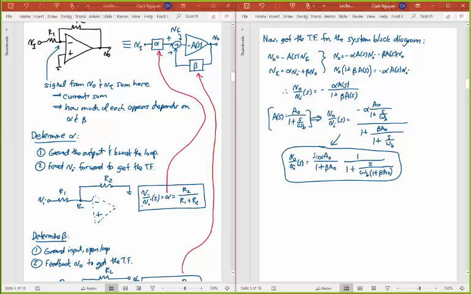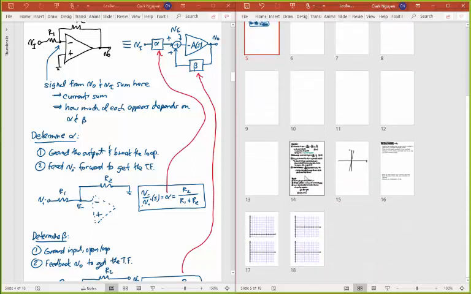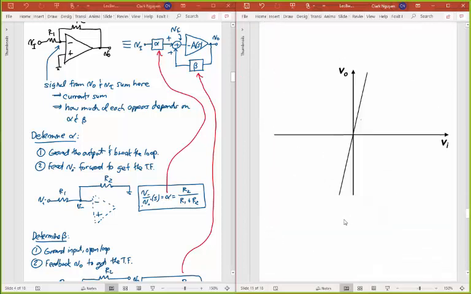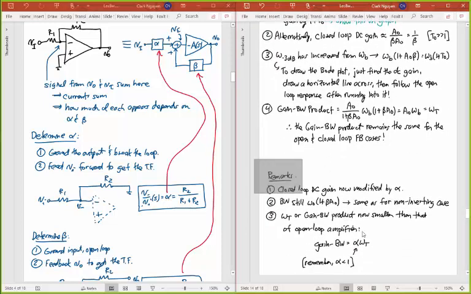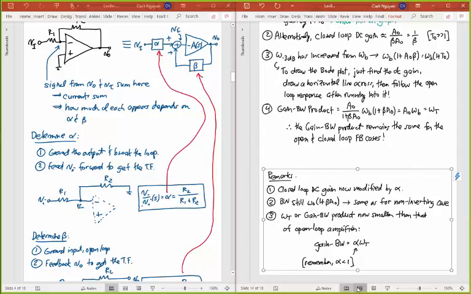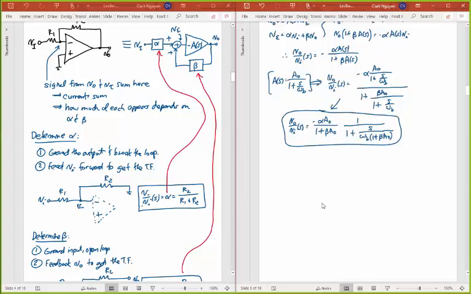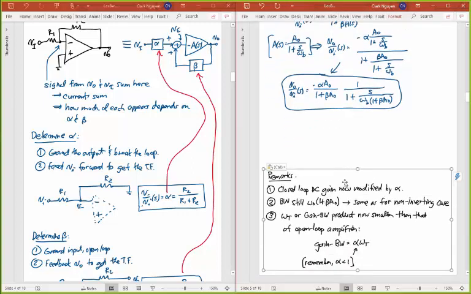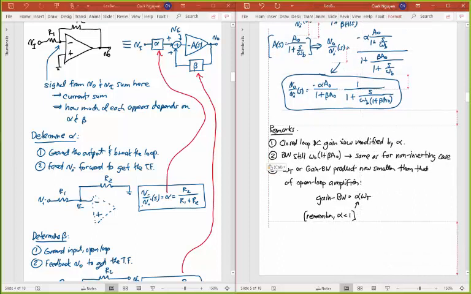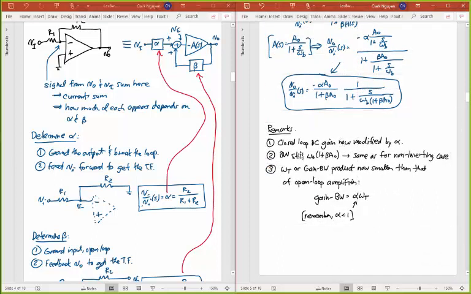So in fact, I can put down a few remarks for this. And because I don't want to spend time writing, I've prepared these remarks. Let me grab these remarks and stick them right here, and then let's look at them. So what I just said: the closed loop gain is now modified by this alpha. Everything else you see here is the same equation that we had for the non-inverting amplifier. The only difference is now we've got this alpha and this minus sign there.